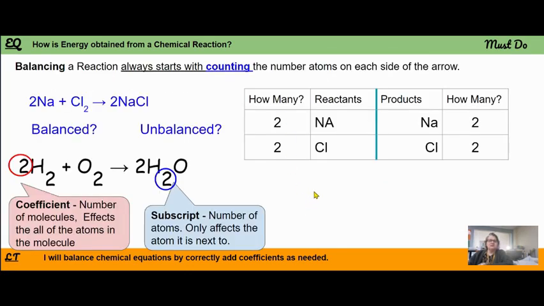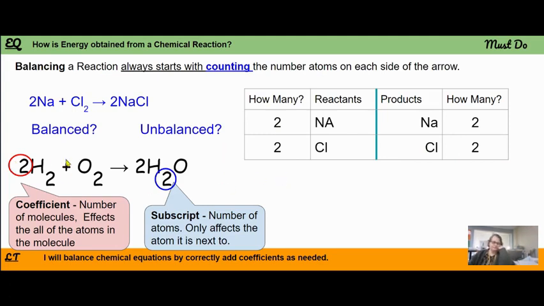Okay. When balancing a reaction, you always need to start with counting. And you're going to count the number of atoms on each side of the arrow. Okay. So I always start out with kind of a grid, and you don't have to make it this fancy, but just like a T chart. And on the left-hand side, I put the atoms that are the reactants. And then on the right-hand side, you put the products, the atoms that should be in the products, and then you count how many of each there are. If they equal each other, then they're balanced.